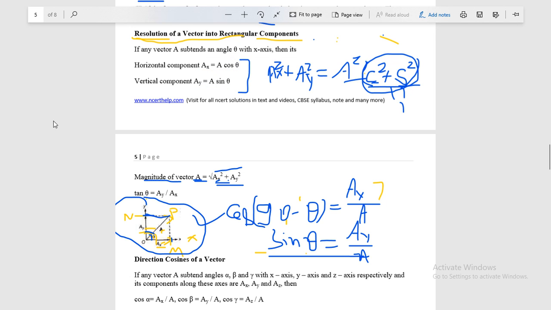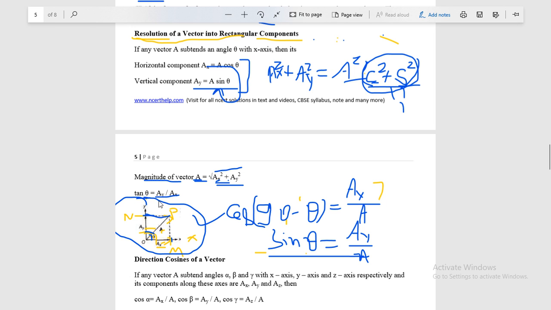So if you want to find out this angle theta, you can divide this equation by this equation. Here if you divide, ay is equal to a sin theta by ax is equal to a cos theta, then a is cancelled, and sin theta by cos theta is equal to tan theta, and here you will get ay by ax. So you can see here tan theta is equal to ay by ax.